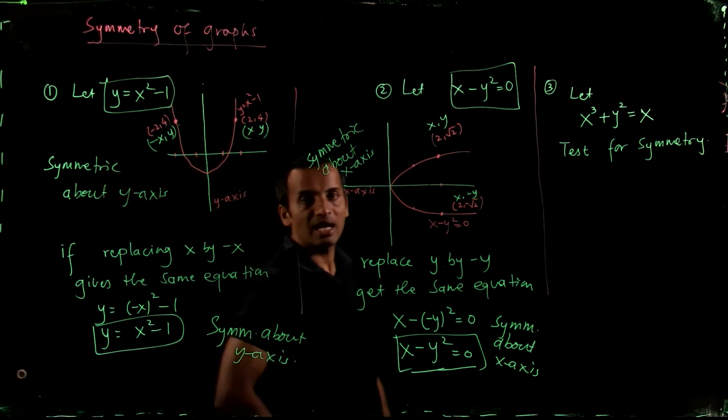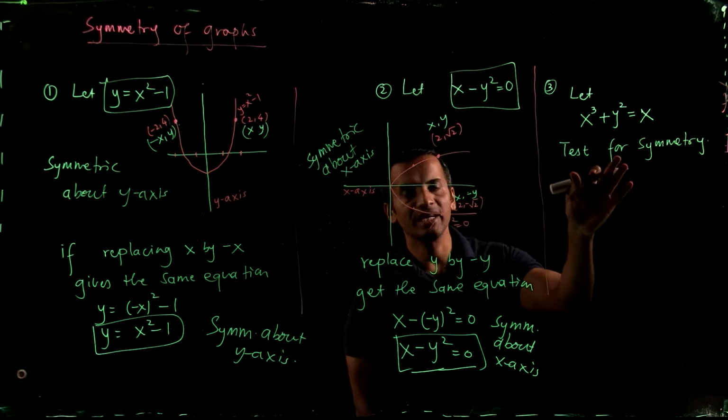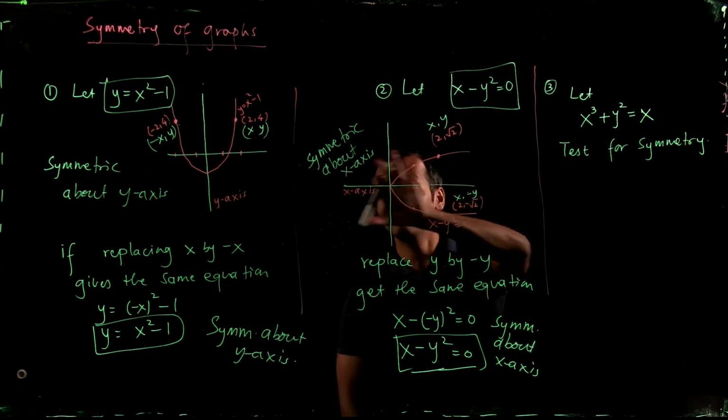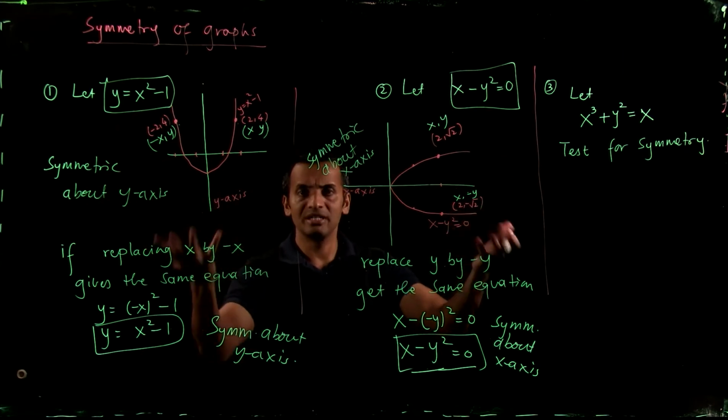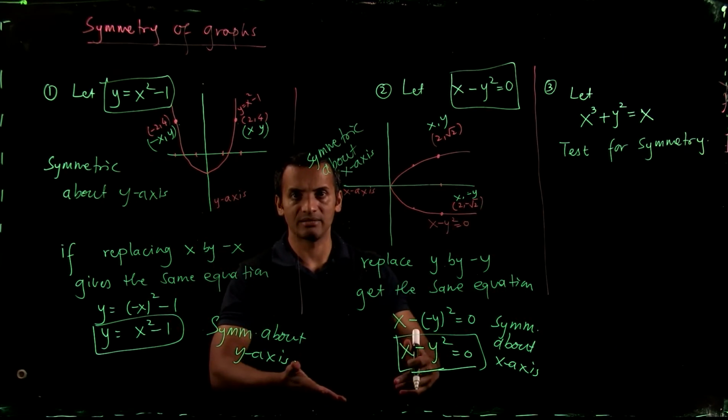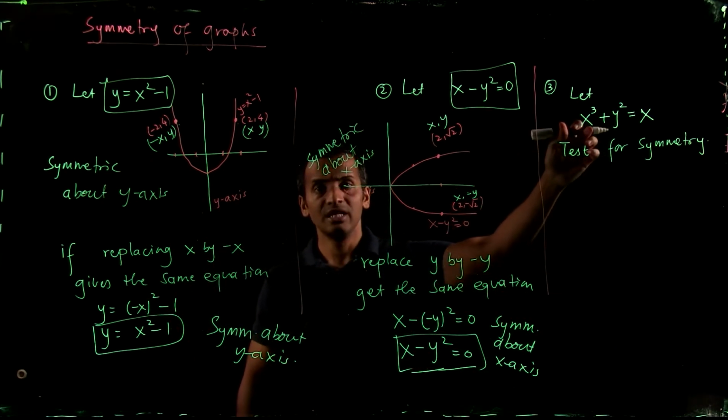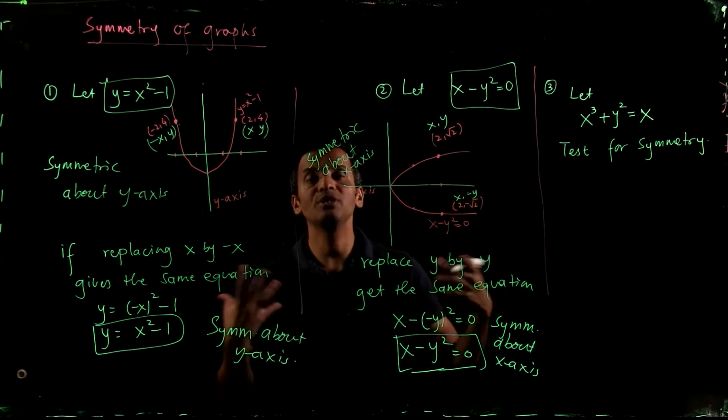Okay, let me ask you this. So what do you think? We don't know the graph here. If the graph is given like this, then you can see the graph and tell me whether it is symmetric about x-axis or y-axis, right? But if the graph is not given, if the equation is given, how do we check that?